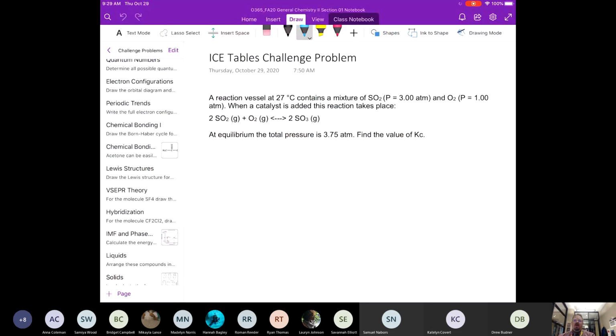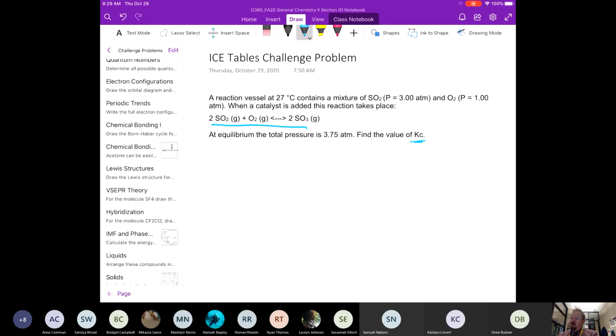Okay, so for our challenge problem, we have a reaction vessel at 27 degrees Celsius that contains a mixture of SO2 at a certain pressure and oxygen at a certain pressure. When we add a catalyst, we get this reaction to take place. And then if we wait a while at equilibrium, we find that the total pressure is equal to 3.75. We want to then calculate this equilibrium constant in terms of the concentration. So we're going to do a variety of steps here to calculate this.